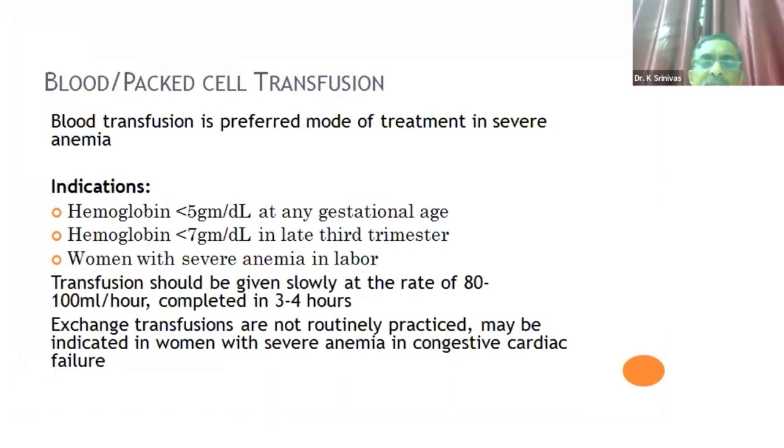Hemoglobin less than 7 grams in late third trimester also, even moderate. If she is coming in the late third trimester, we give blood packed cell transfusion, because she will be close to delivery, and iron, whether it is intravenous iron or oral iron, takes about 2 to 3 weeks to correct the hemoglobin. So if you don't have 2 to 3 weeks to correct the hemoglobin level, you better give blood transfusion.